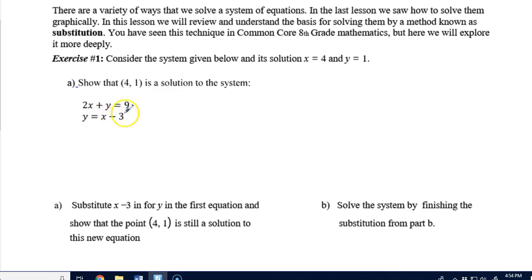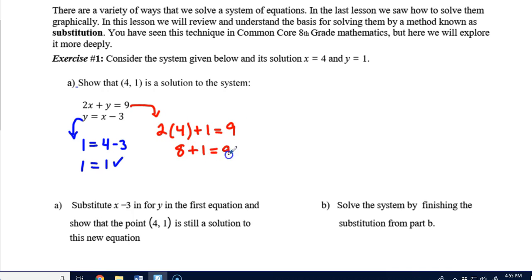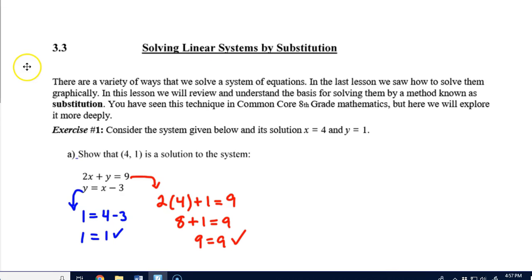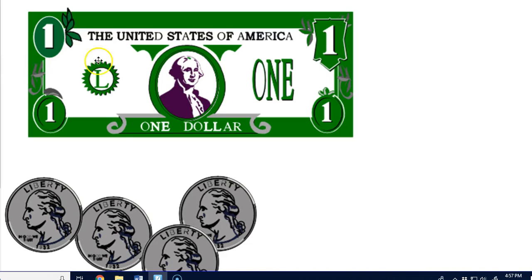So go ahead and play the recording after you've made the substitutions and checked. So hopefully you did that substituting. Okay, so that point clearly is a solution to the system. Now before we go any further, I'd like to consider this situation.